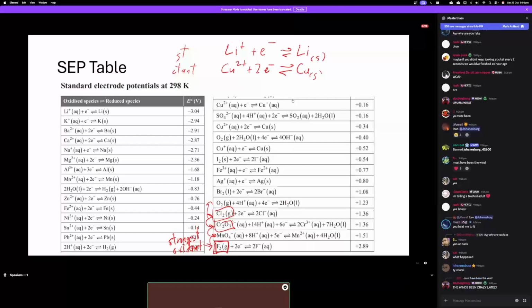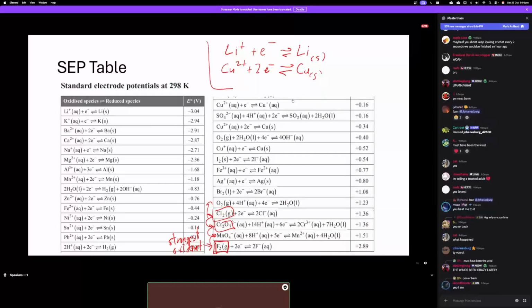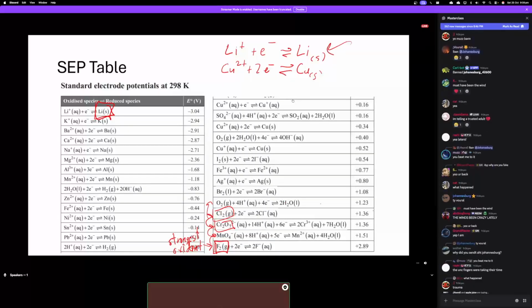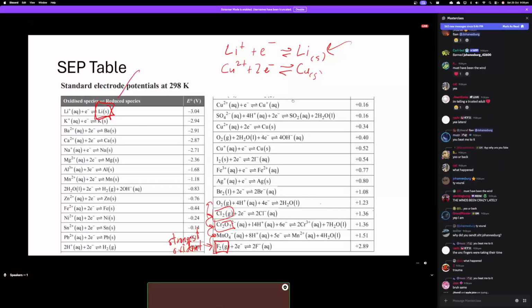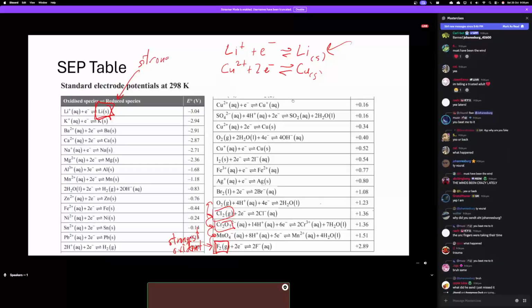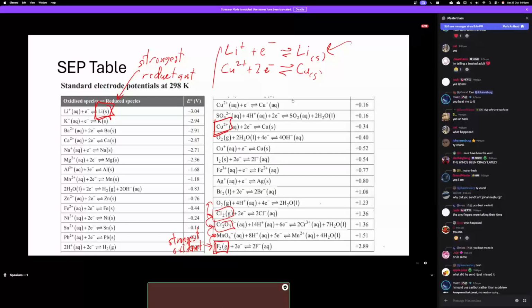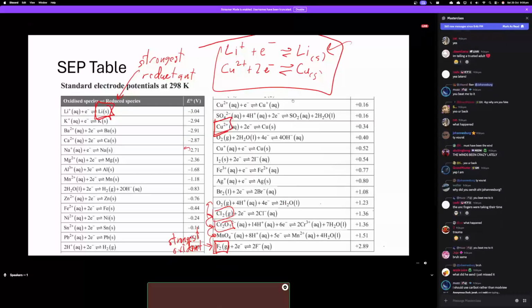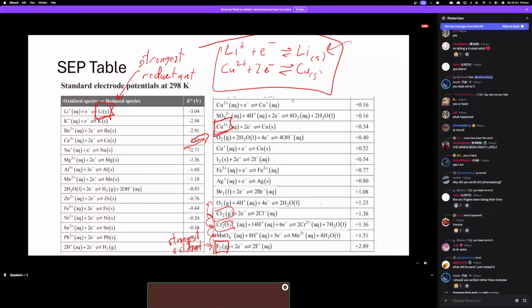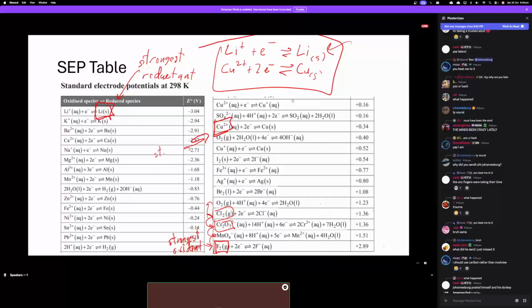So, with all that being said, in my example here, what would happen if I had these two half cells? Well, lithium here is the stronger reductant. This is the strongest reductant. Cu2+, where is that? Cu2+ is over here. Of the things I have, this is the strongest oxidant.